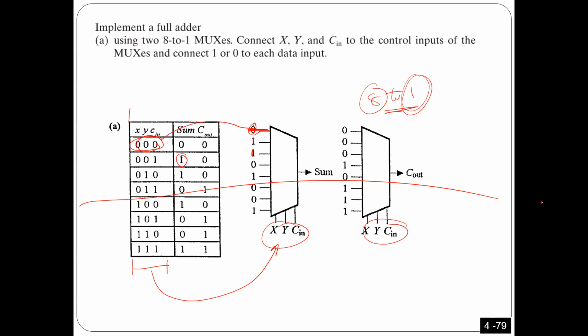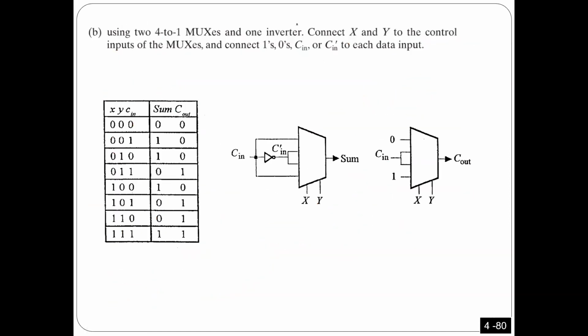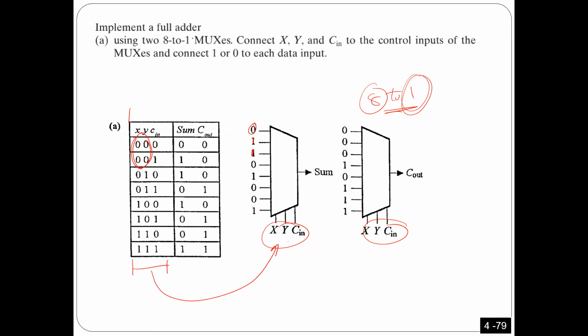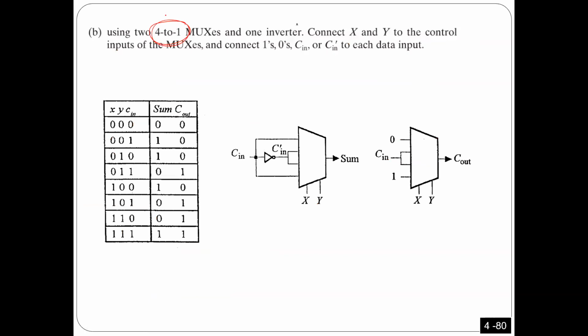But if I cut it in half, and I tell you that instead of using 8-to-1, I want to use 4-to-1, as you will see right now, these 2 entries should correspond to only 1 input. So let's come to the next part. In the next part, instead of using 8-to-1, I want to use 4-to-1. Similar to what I explained before, I'm going to cut here this way.